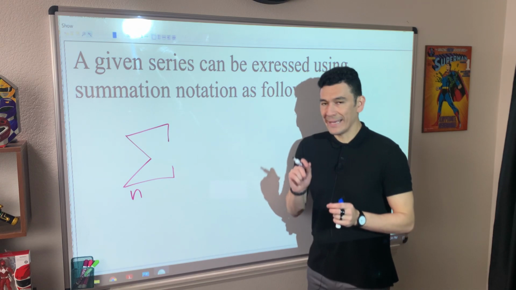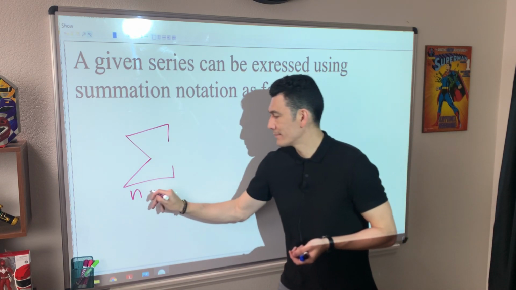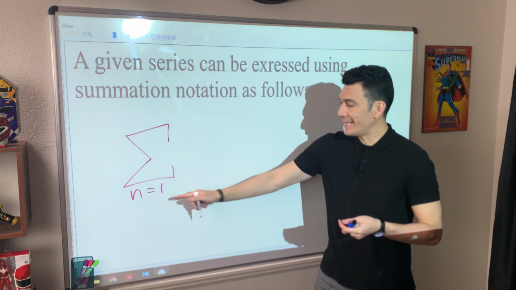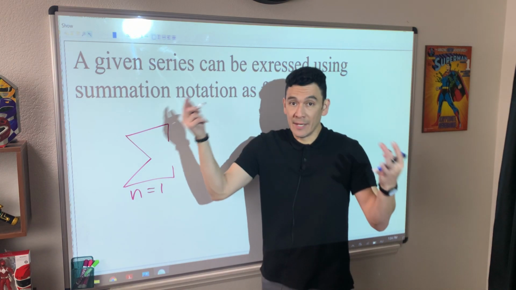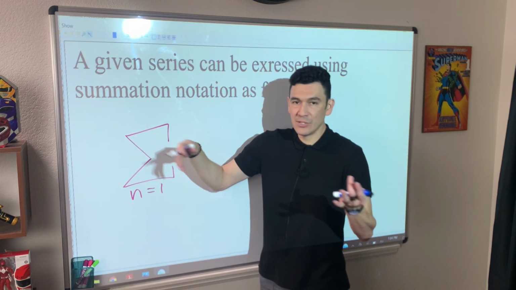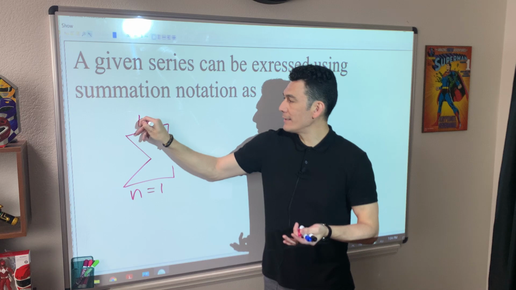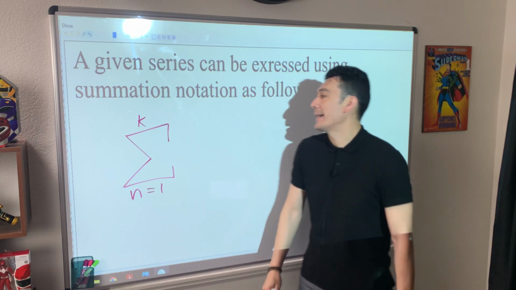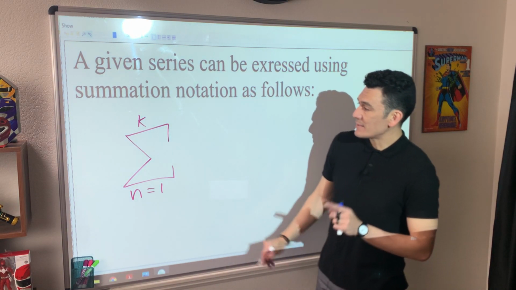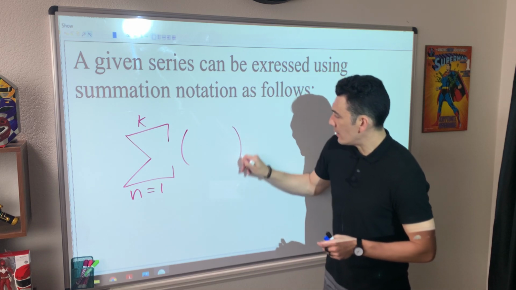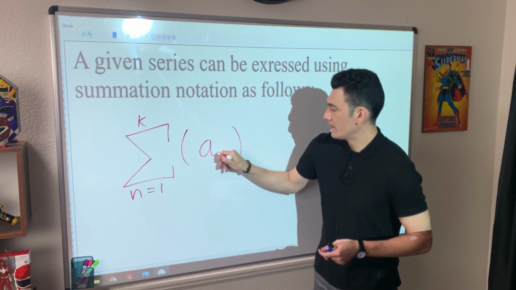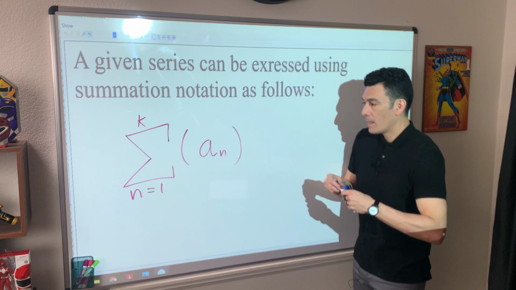And usually the index begins at 1. And the index usually finishes at some number. We don't know what it is. This is just a definition. So just call it K, something like that. And then what happens is, in here, we always write down our sequence A sub n.